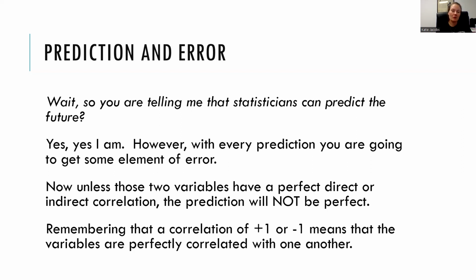So remembering that with a correlation of +1 or -1, that means the variables are perfectly correlated with one another. If it was a perfect prediction, or perfect correlation, we'd be able to make perfect predictions, but we'll never have that happen usually in anything that we're doing.